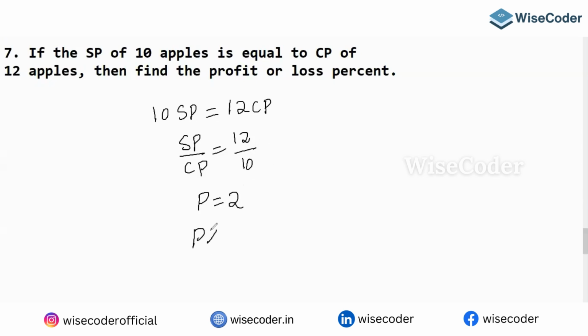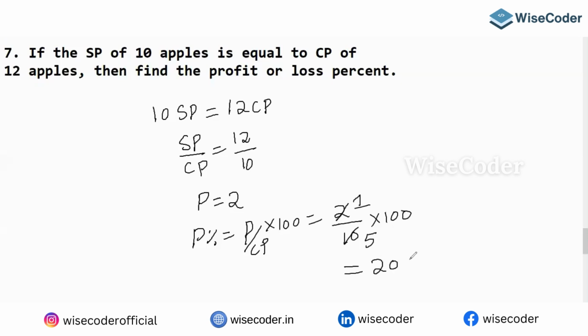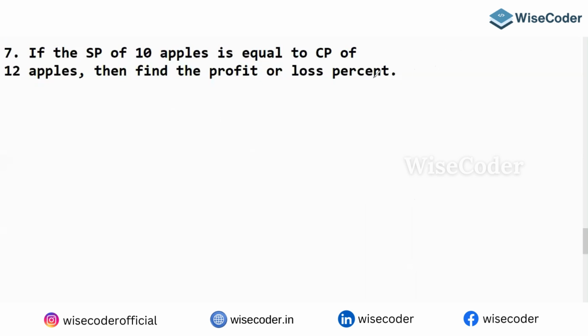What is the profit percentage? Profit by CP into 100. Profit is 2, CP is 10, into 100. So 1 by 5, which is 20 percent. So the profit percentage here is 20 percent. But this is a long way of solving. Then how to solve this particular question?